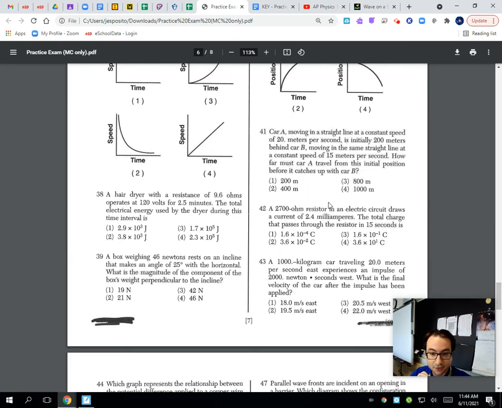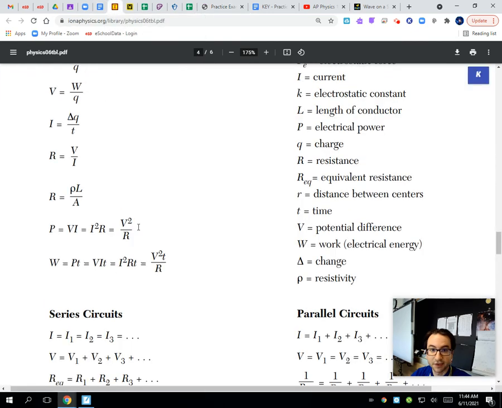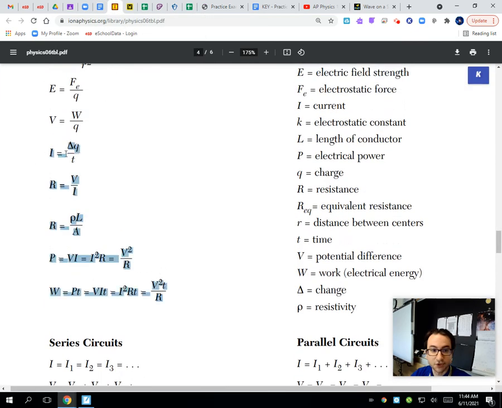Question number 42. We have a resistance, we have an electric current, and a total charge. Total charge is the question. We have 15 seconds for time. So the question is asking for charge. Once again, we have resistance, we have current, and we have time. Well, there is an equation that is the definition of current equation right here, which says current is a measurement of charge over time. So we don't need the resistance in this case. It's an extra piece of information that is unnecessary.